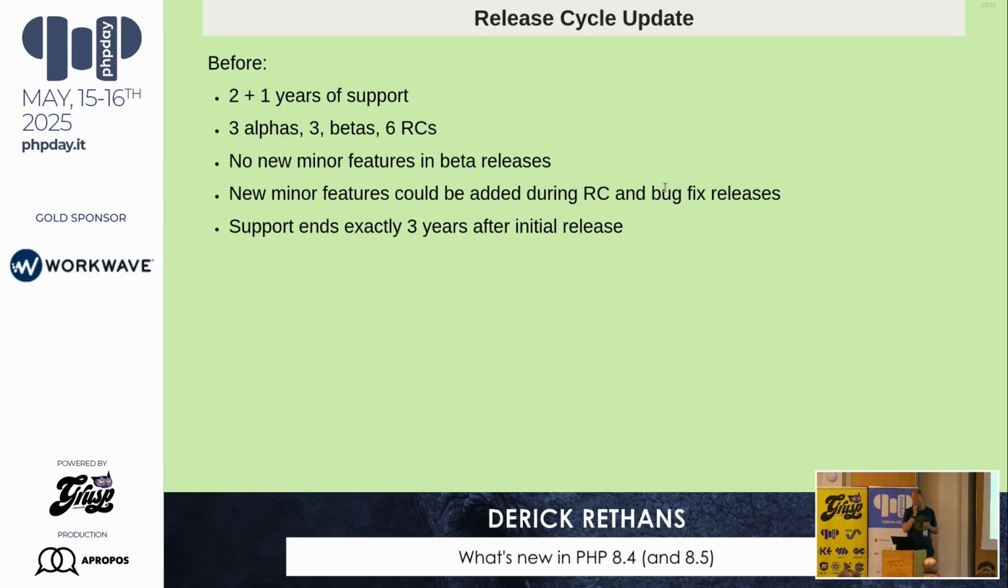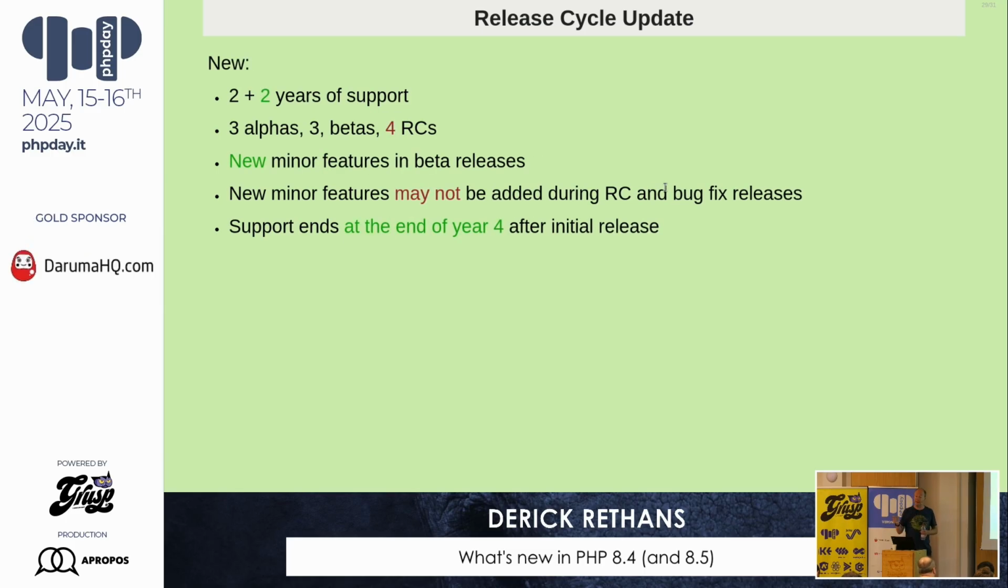I don't think it's great. We also had some weird language about no minor features in beta releases and stuff like that. Or we could introduce minor features in bug fix releases, which is something that none of you actually like. And also we would end support for a version exactly 3 years after it was initially released. So if PHP 8.0 was released on November 17th, 2020, there's a slide, my next slide says so, then the support would end November 17th, 2023. Which is kind of annoying because it's always a different date.